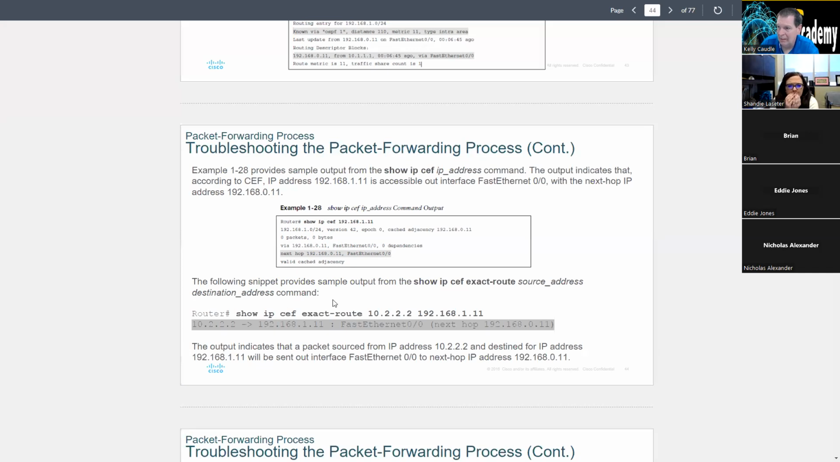If you ever want to see the exact route, you can do a show ip cef exact-route from here to here, and this will tell you exactly how I get from 10.2.2.2 to 192.168.1.11. And it will show you that right there.